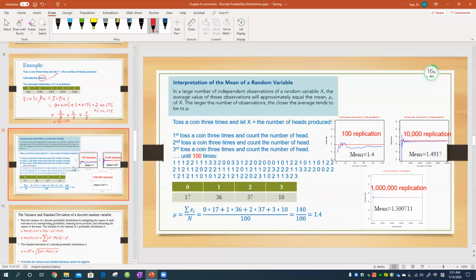And now let's look at the interpretation of the mean of a random variable. In a large number of independent observations of a random variable x, the average value of those observations will approximately equal the mean mu of x. The larger the number of observations, the closer the average tends to be to mu. Then we can do this experiment. Toss a coin 3 times and let x be the number of heads produced. So first toss a coin 3 times and then count the number of heads. And then do it a second time, a third, until 100 times. So we have all the following values, which is a real experiment.